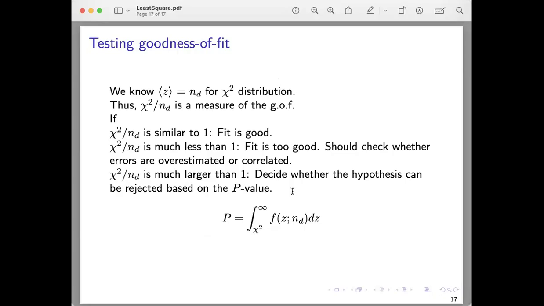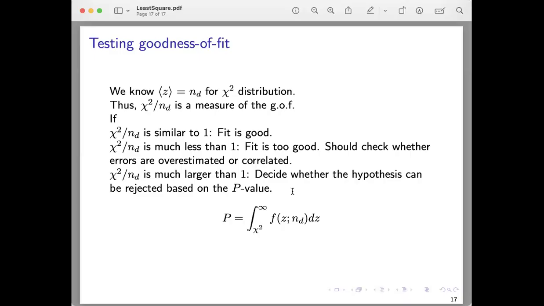Now, from the chi-square distribution, we discussed earlier that the expectation value of z, which is distributed according to the chi-square distribution, is equal to the number of degrees of freedom. So we can take the chi-square per number of degrees of freedom as a measure of the goodness of fit. If from the fit we get that the chi-square per degree of freedom is similar to 1, we can say that the fit is good.